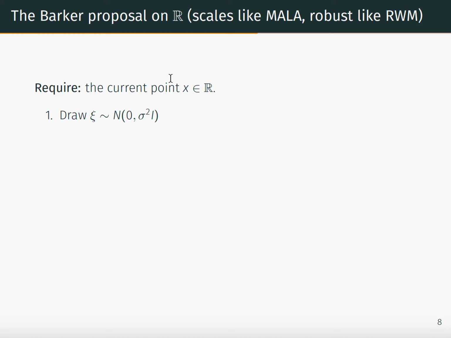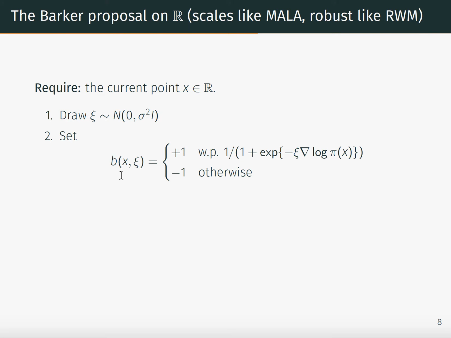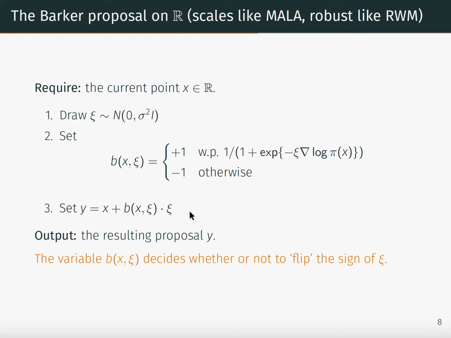The way it works is that if you've got the current point x, you draw some random Gaussian noise, xi, just like you do in the random walk. But then you choose this other random variable b, and you set it to be 1 or minus 1, and the probability that you choose it to be 1 depends on both xi and the gradient of log pi. Your final proposal ends up being x plus b times xi. So the variable b decides whether or not you want to flip the sign of the random noise that you're going to add to your current point.